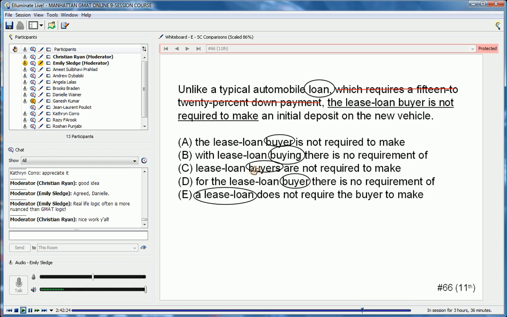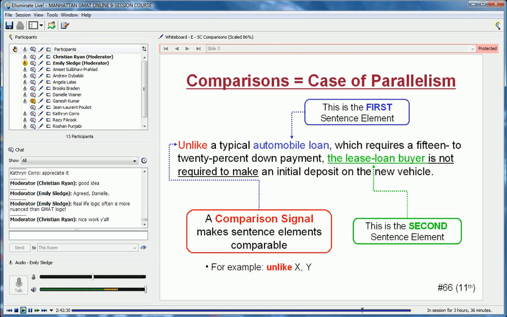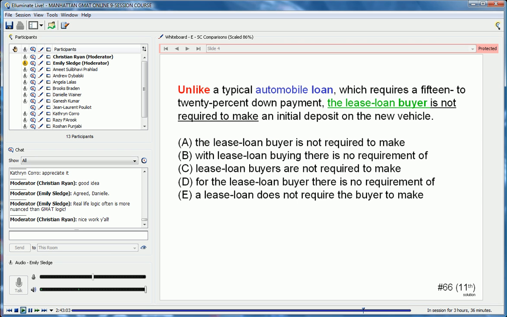So the problem with all the other choices is that it's the wrong noun. We're looking for a least loan and only E has it. So that's parallelism in a nutshell. You will see a comparison signal word, the "unlike" in this case, and you'll have two sentence elements, the things that are compared. And it's typical on the GMAT to see one of those in the non-underlined portion and the other that you have to choose in the underlined portion. There are questions where both parts appear in the underlined portion, but you would just have to make the connection and check all the splits the same way. So we picked E because it has the right noun.